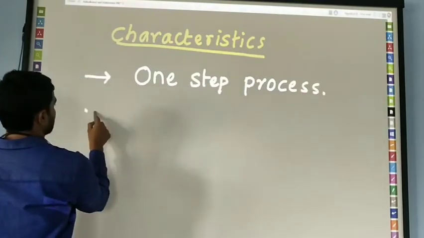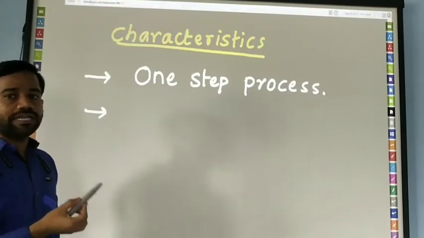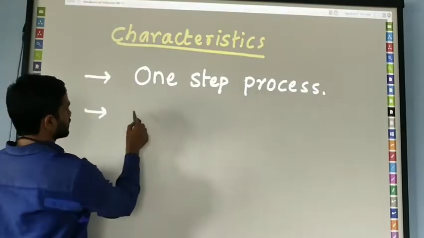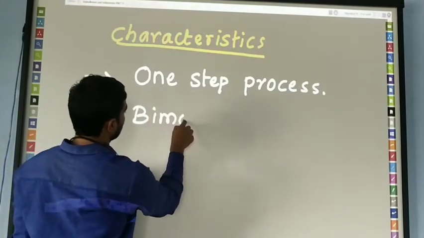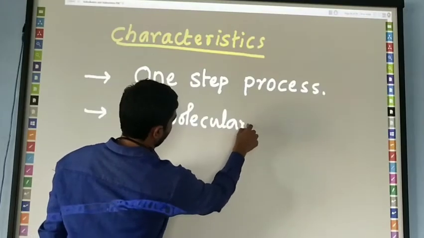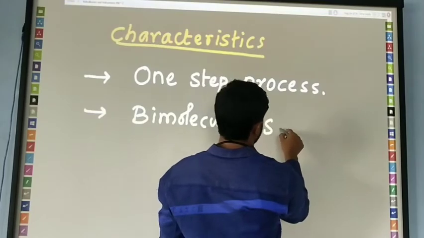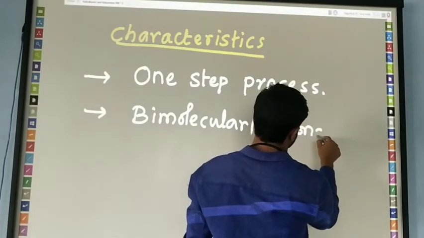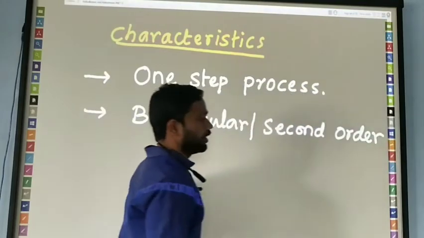Next, the rate, or we call it the kinetic order. The kinetic order is bimolecular, as the name suggests. It is bimolecular, or you can call it second order kinetics. It follows second order kinetics.